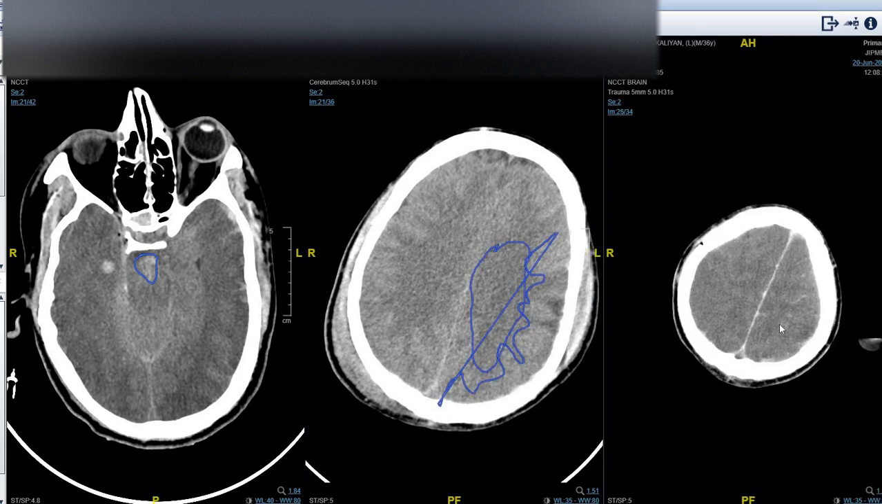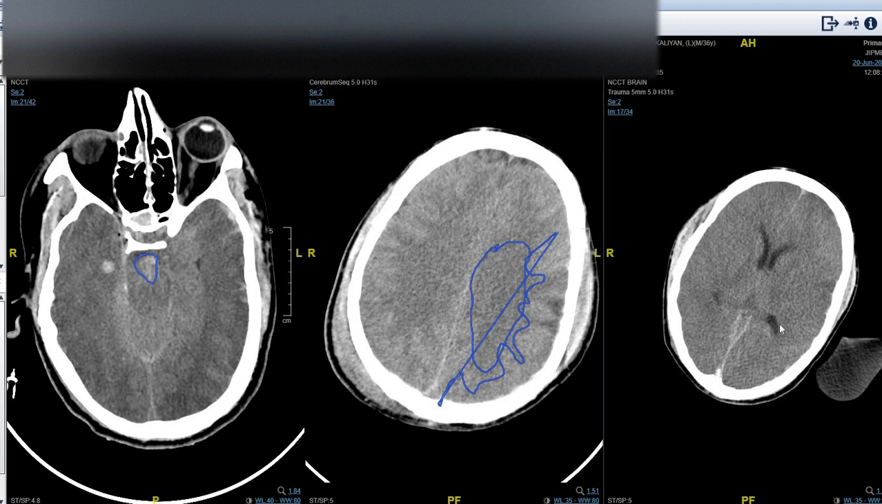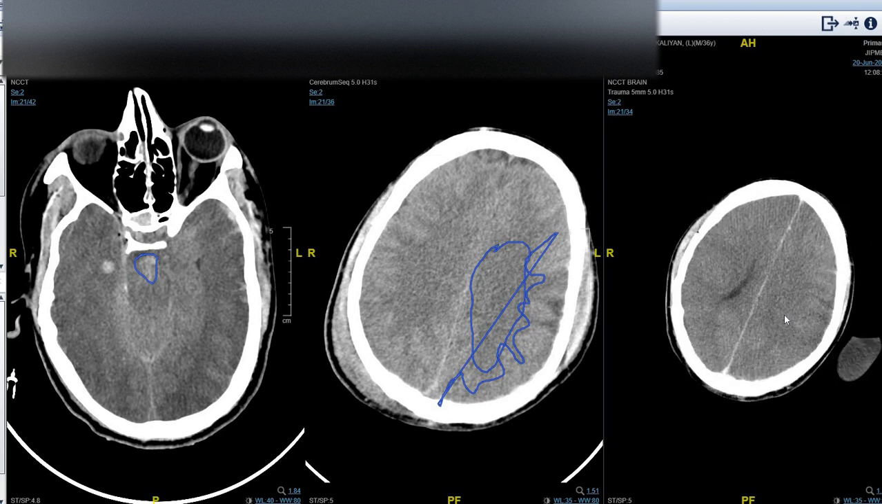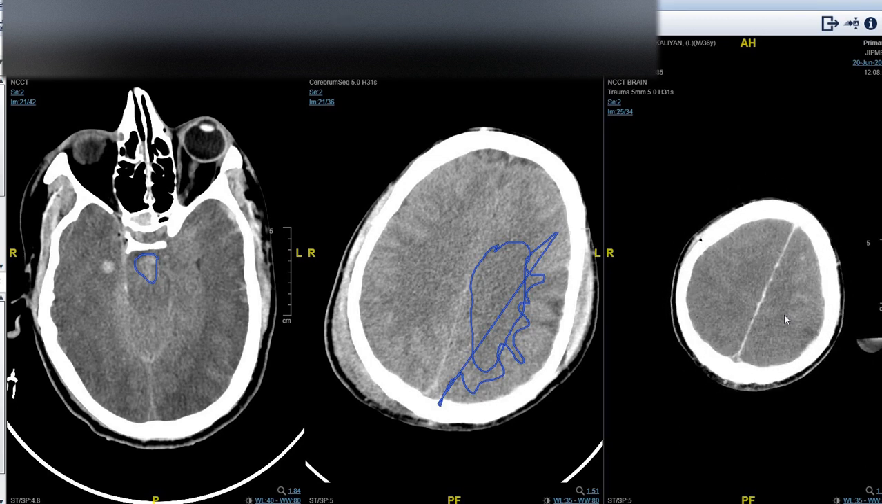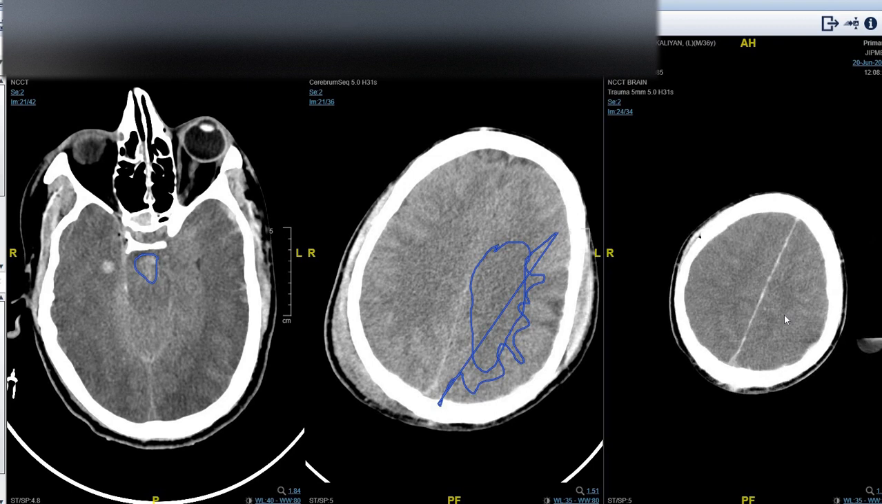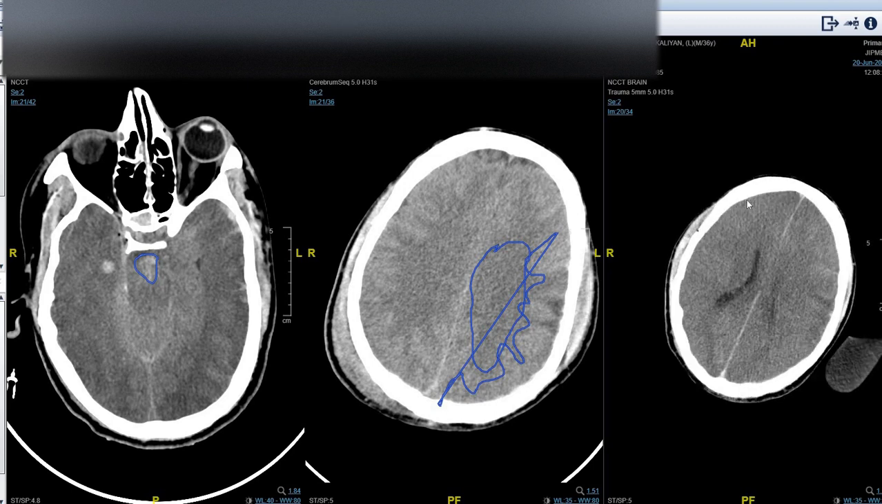But in the final scan, on the day he deteriorated, the whole of the supratentorial area has become hypodense, indicating loss of vascular supply, and the patient has deteriorated to E1, M1, V1, with pupils bilaterally dilated and fixed. And you can see that there is no differentiation between the gray matter and the white matter.